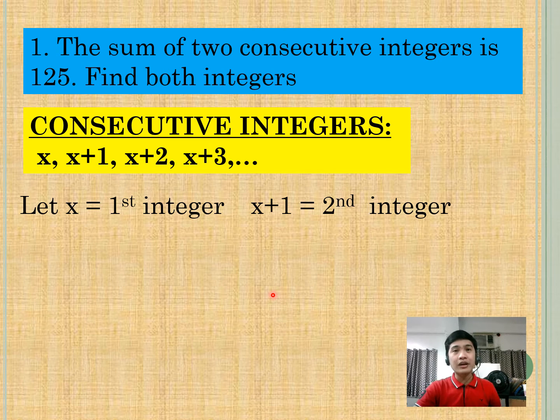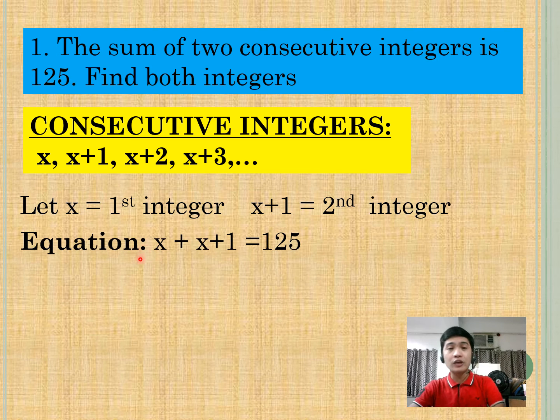Ang next natin kailangan gawin is to formulate or to have the equation na gagamitin ho natin in solving this problem. Okay? Since it was mentioned in the problem that the sum of the two consecutive integers is 125, our equation now for this problem is x plus (x plus 1) equals 125. Okay, so this will be now our equation. So x, this is the first integer, plus x plus 1, this is our second integer, and their sum is 125. Now, simplifying this equation further, so we just combined x plus x, that is 2x plus 1 equals 125.